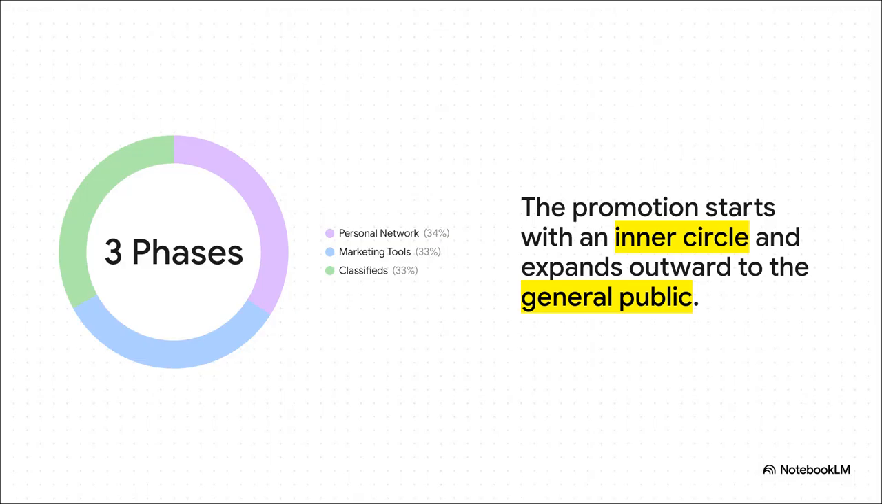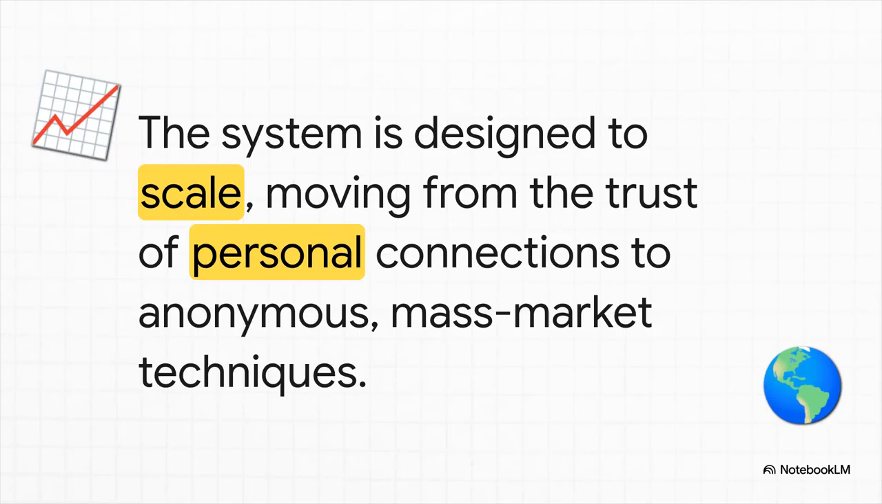So, when you put it all together, you can really see the entire journey. It starts small, in that inner circle of a person's trusted network. Then it expands outward, using marketing tools to build a more sustainable base of leads. And finally, it just broadcasts a message to the whole world through classifieds. It's a really clear, escalating, three-phase attack. And really, that's the main takeaway here. This is a system that is built to scale.